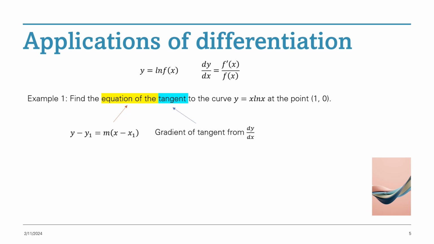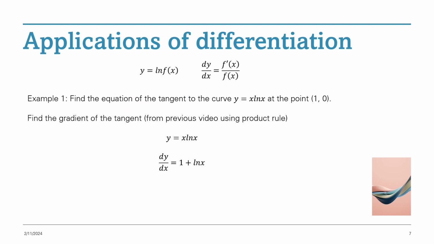So to get the gradient of the tangent, that's from the differentiation. And of course, we're now using logarithms. We've been given the point, so you've been given the x1, y1, so you don't need to go and find the y because it's actually given to you. So finding the gradient of the tangent, from the previous video we watched, we used the product rule, and the differentiation of x ln x is 1 plus ln x.